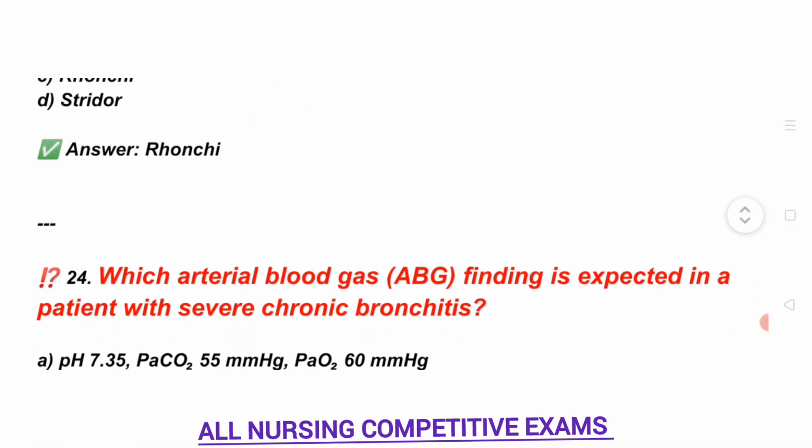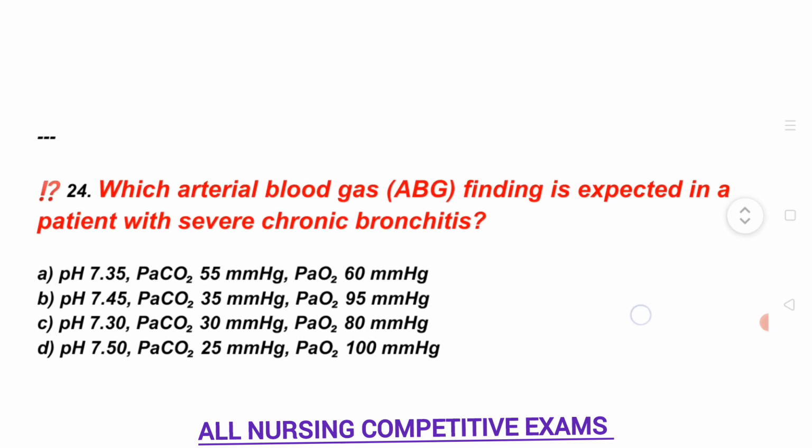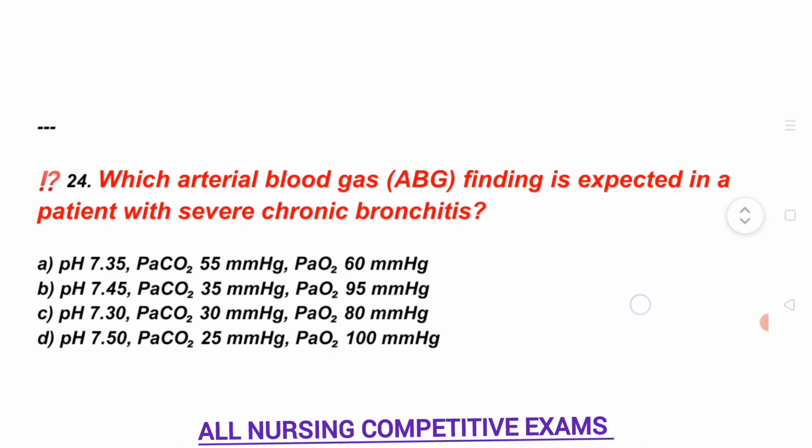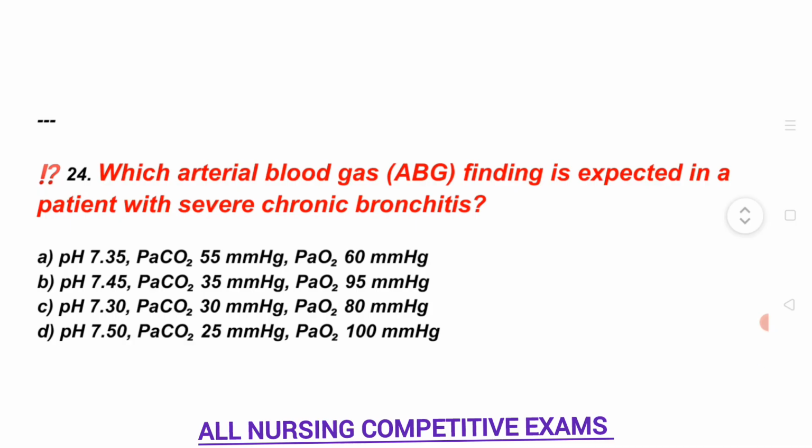Question number 24. Which arterial blood gas finding is expected in a patient with severe chronic bronchitis? The right answer is option pH 7.35, PaCO2 55 mm of Hg, PaO2 60 mm of Hg. Option A is the correct answer.